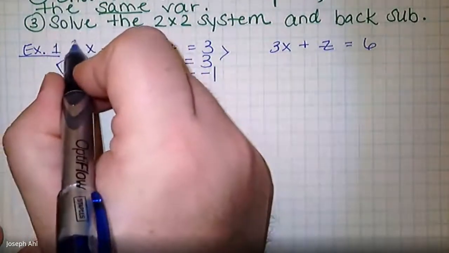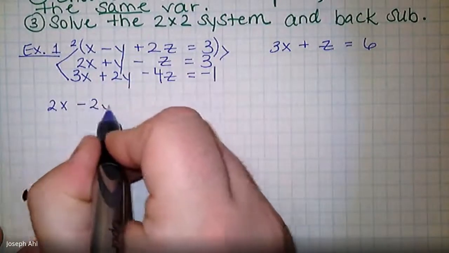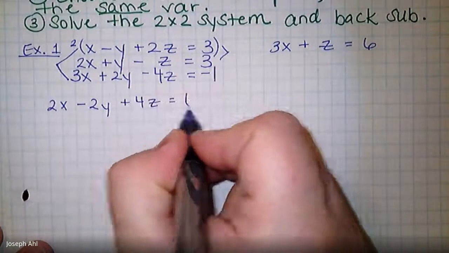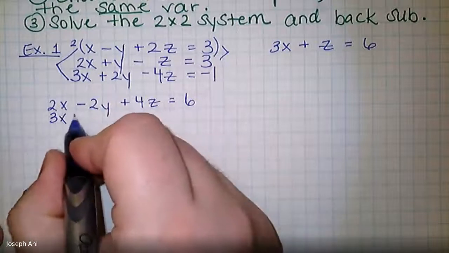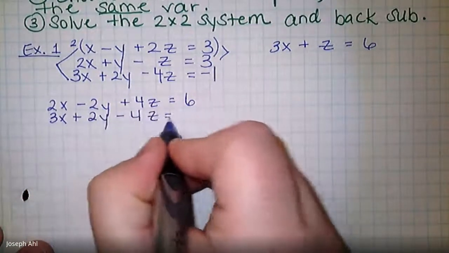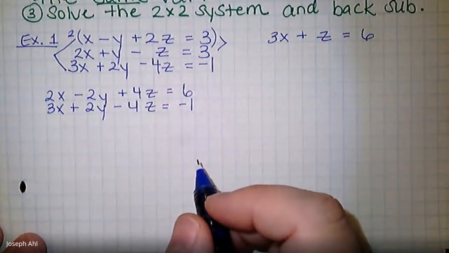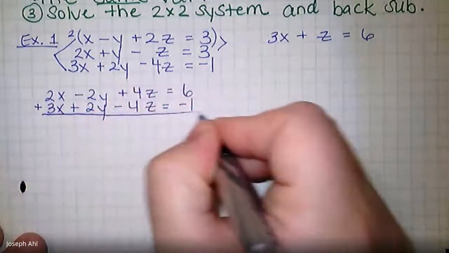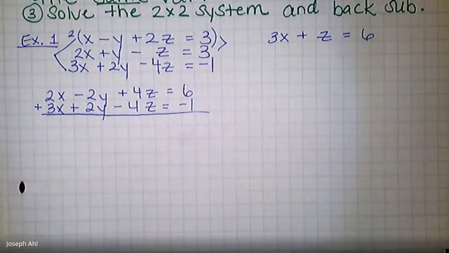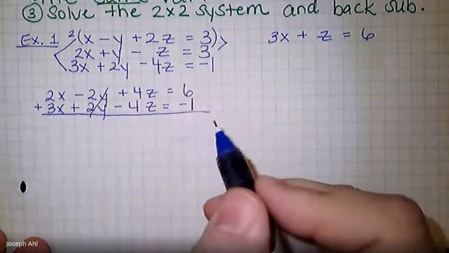So that's what we have to think about. If I take this whole equation up here and multiply everything by 2, we would get 2x minus 2y plus 4z is equal to 6. Just recopy the bottom equation, 3x plus 2y minus 4z is equal to negative 1. All right, so upon doing this, if I add those equations together, what happens is the 2y and negative 2y cancel out.